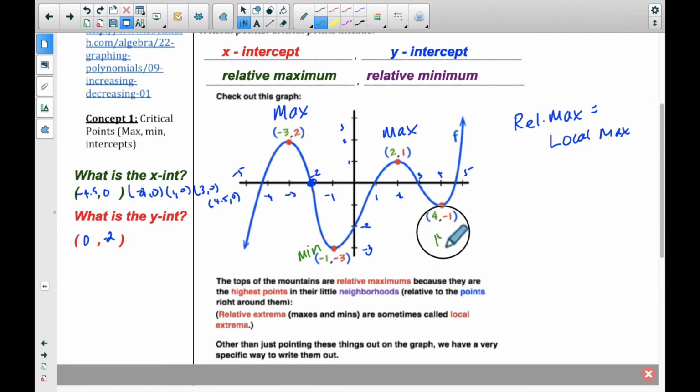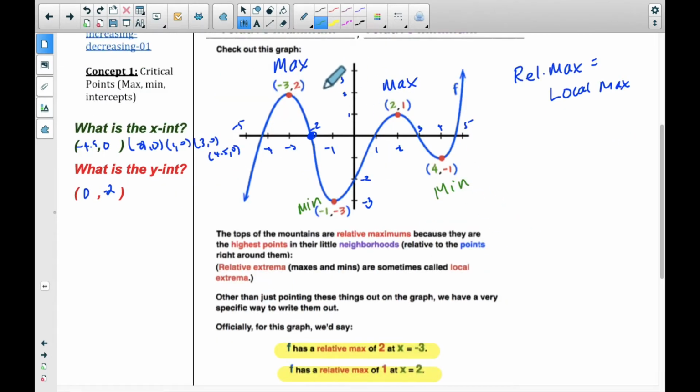And this is a relative min. So those are our relative minimum points. And so we can point to it and say, here's the max, and here's a max, and here's a min, and here's a min. But if you wanted to tell someone without pointing, you'd have to be more specific than that, not just here, but where.